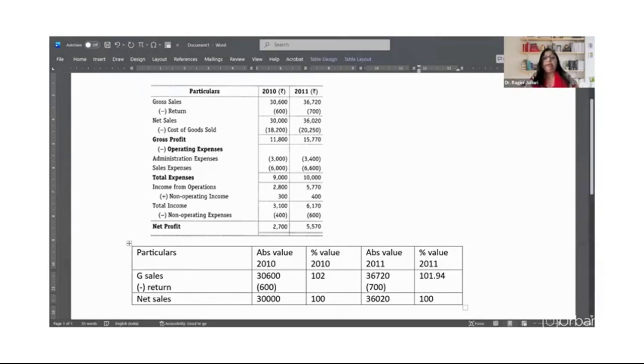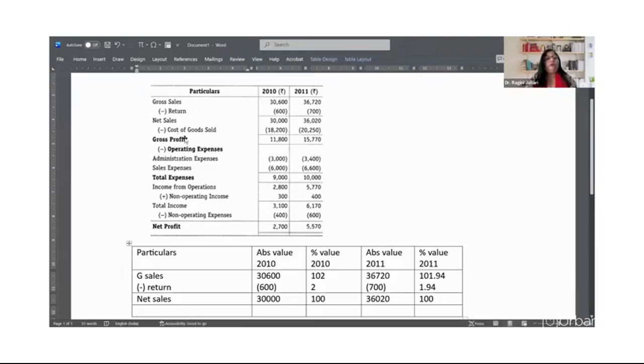Now, similarly, we'll find the percentage of the returns also. That is 600 divided by 30,000, so this becomes 2%. And here also, 700 divided by 36,020 becomes 1.94%. Now let us proceed.